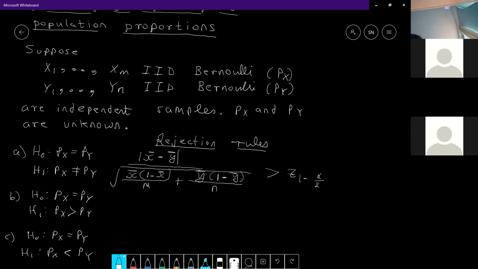That's the rejection rule for the first sample, and for the first hypothesis. For the second hypothesis it is x bar minus y bar.